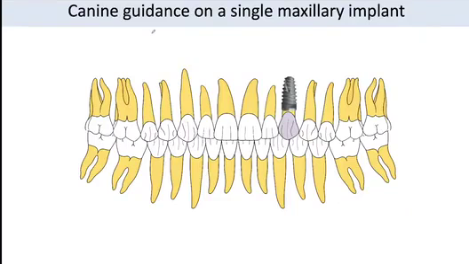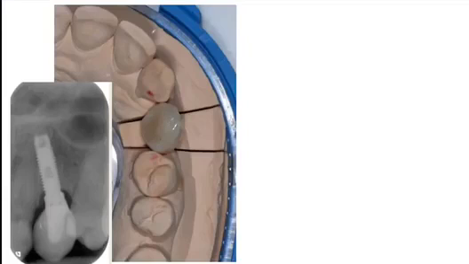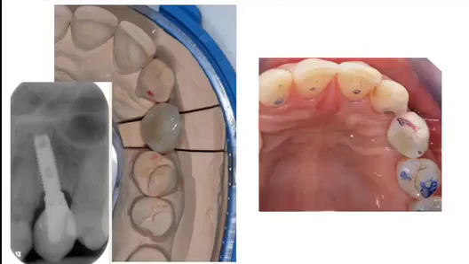But the real question is a simple maxillary implant. And sometimes we can organize canine function on a single maxillary implant. We made some cases like this without problem for the moment, but I have no scientific evidence to give you about this concept.